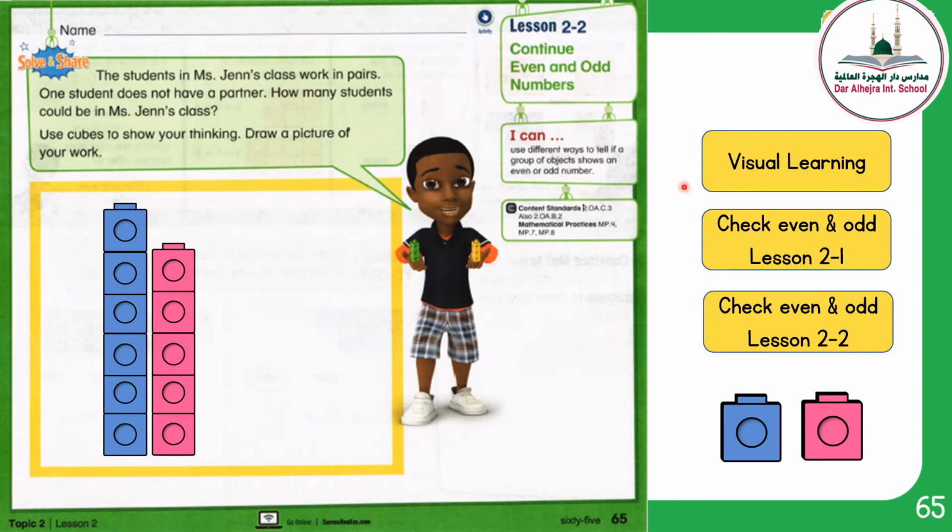So we understood what are evens and odds, how we can pair the numbers in evens and odds by using visual learning, and then we had some checks of even and odd numbers.